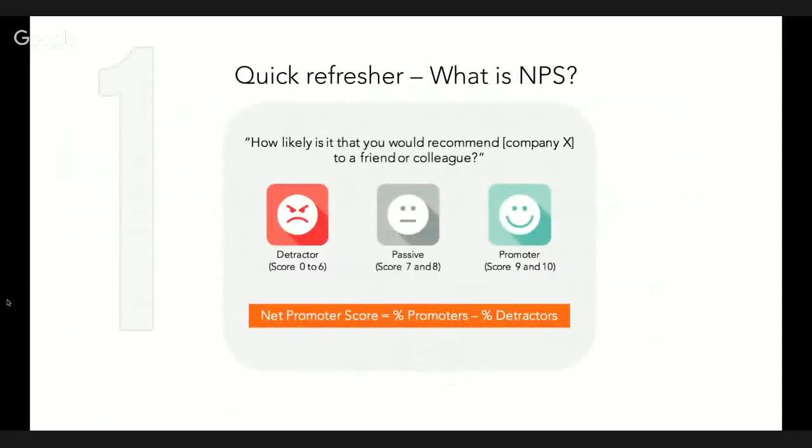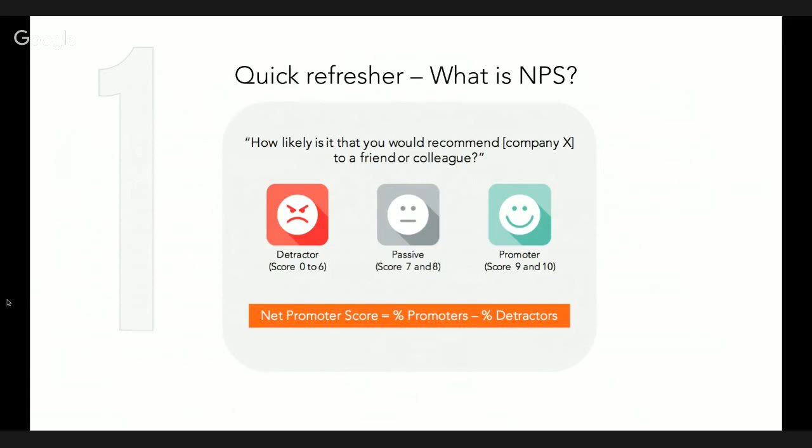All right, so let's get started, guys. Quick refresher. What is NPS? Well, NPS is a very simple metric. It is a metric that is used to measure customer loyalty. It starts with asking this one ultimate question that was designed by Mr. Fred Reichheld back in 2003. And it goes like this. How likely is it that you would recommend company X? You can put your company name over there. How likely is it that you would recommend us to a friend or colleague?